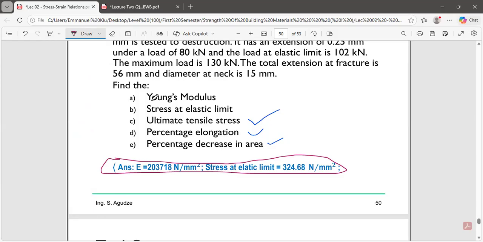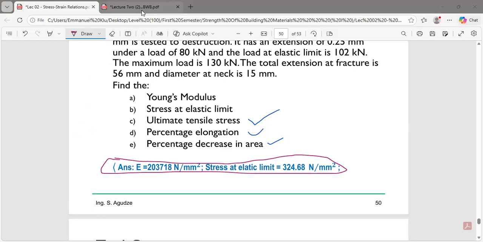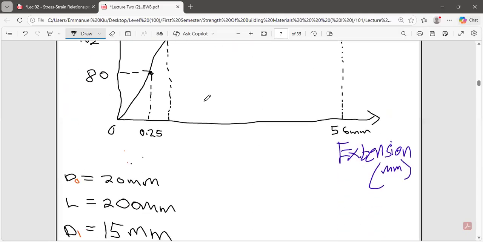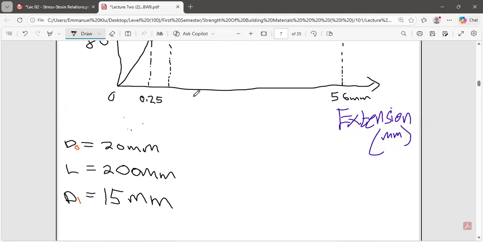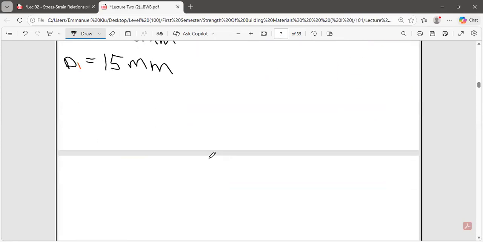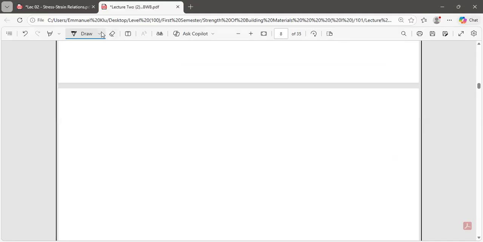These are what we are going to be using to test our answers, whether they are right or not. Since it is a load extension curve, the formula we are going to use to calculate elasticity, as we all knew initially, is stress over strain. So that is the formula we are going to adapt. Let's quickly move to our solution.